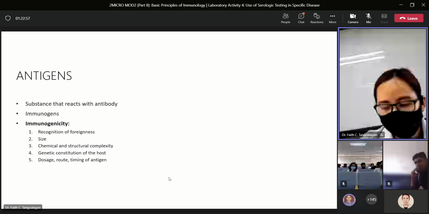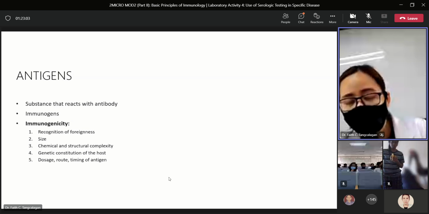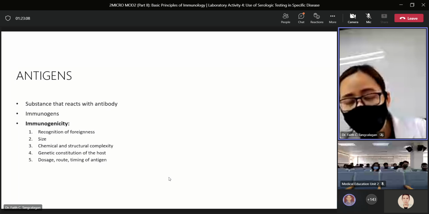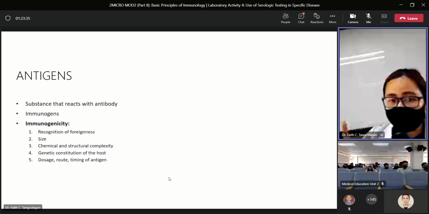Okay, so Afrin is actually right that it's a substance that reacts with antibody. But one example of this are your foreign cells. Example, the virus, bacteria, or even immunogens, any immunogens that cause reaction, no, to your body. Okay, so what actually causes immunogenicity? Why is it that some particles or some substance reacts immediately to antibody? It's because of these five. Okay, thank you for that, Afrin.